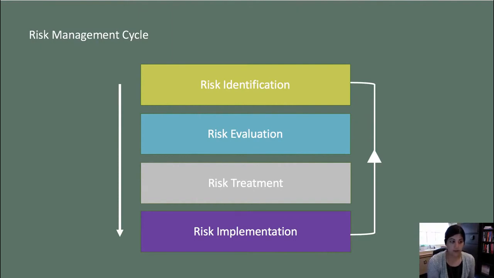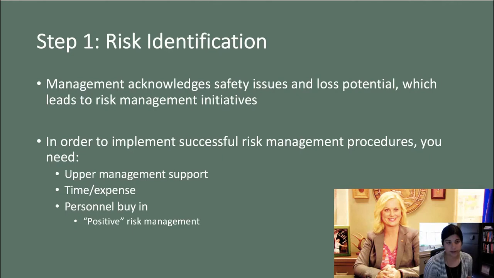Okay, so we're going to highlight the different stages or steps here in the risk management cycle. I'll try to give you examples as we go. So let's start with step one here. As we said, the first step in any risk management plan is risk identification. So actually acknowledging and identifying potential risks facing your organization.